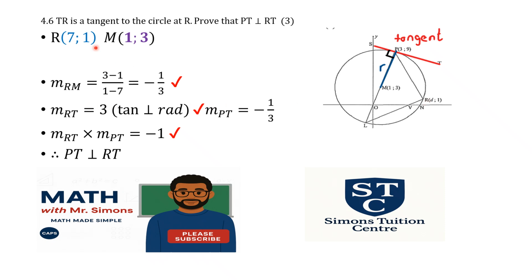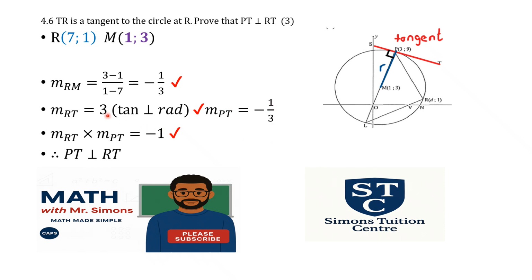Gradient there would be 3 minus 1 over 1 minus 7, which gives me 2 over negative 6, which becomes negative 1 over 3, 1 mark. So my gradient of RT should then equal 3, 1 mark, right, if it's a tangent to the circle, because tangent is perpendicular to radius. PT and RM automatically should be parallel to each other. Based on what we solved previously, they are 90 at that point, and 90 plus 90 would give me 180. So if they are parallel, they have the same gradient. Right, so RM and PT have the same gradient.